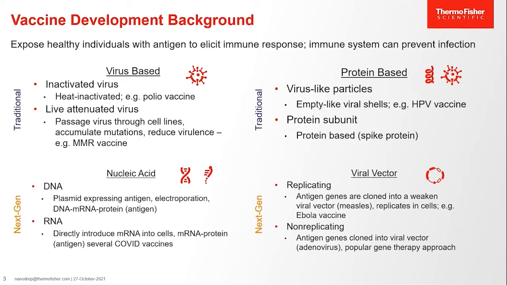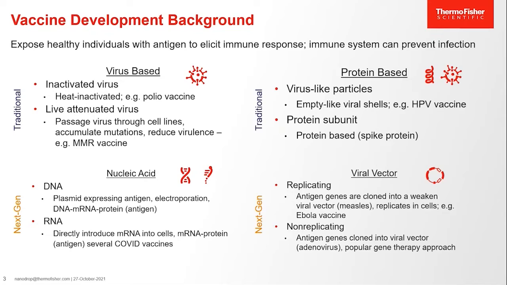The traditional methods that we're talking about are shown in that top section there. The traditional vaccine platforms are broken into virus-based vaccines and protein-based vaccines. In that top left-hand corner, virus-based vaccines can be subcategorized into 2 different categories. So inactivated virus, and that's where the pathogenic virus is propagated in cell culture, isolated, and then heat inactivated.